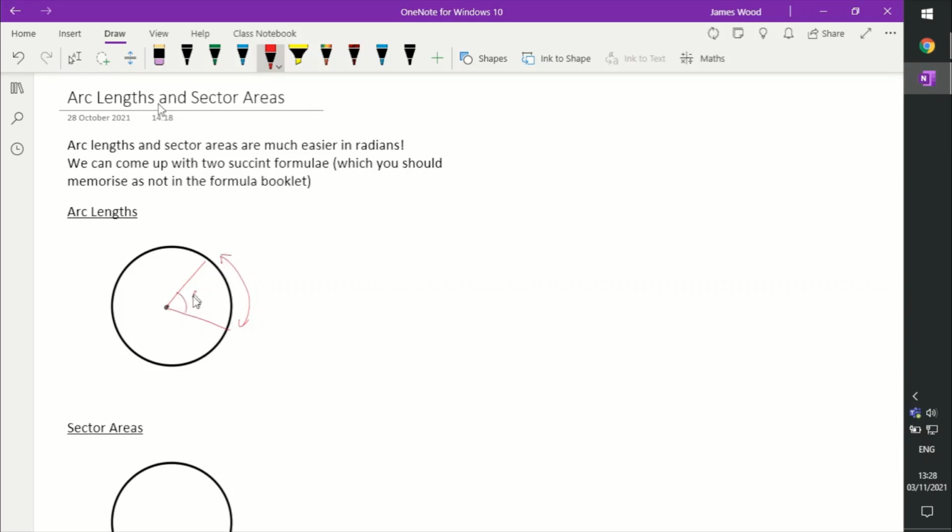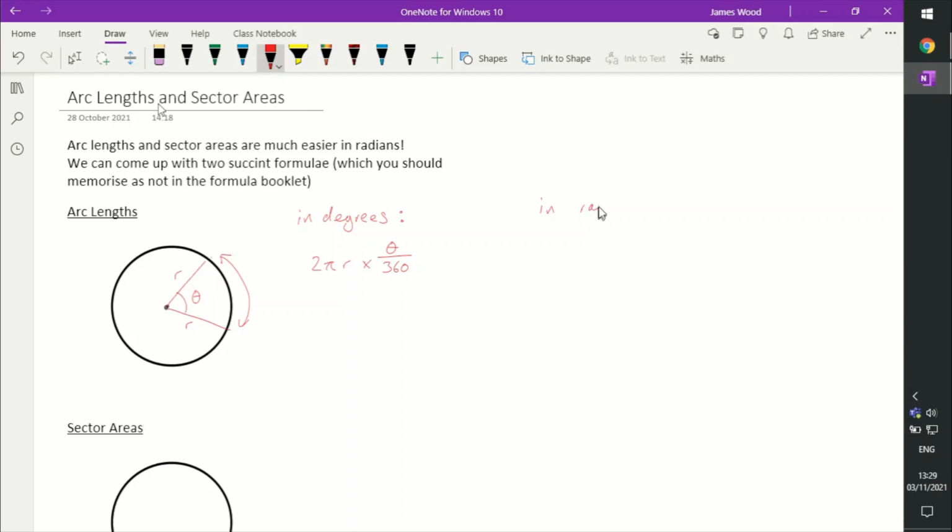Well, if we say that the angle is theta and the radius is r, let's think about how we would do that in degrees, and then we'll think about how we do it in radians. So in degrees, this length here is a fraction of the circumference. The circumference would be 2 pi r. That's the formula for the circumference of a circle. And we want a fraction of that. So we just want this little section here. The fraction I want is theta out of 360 degrees. So we're just doing it as a fraction of a circle times 2 pi r.